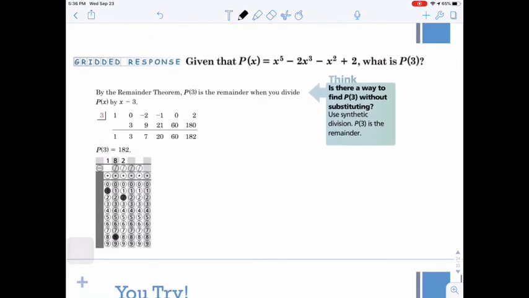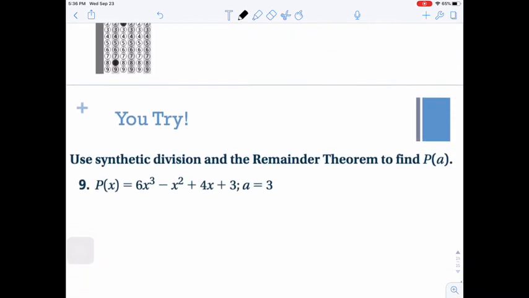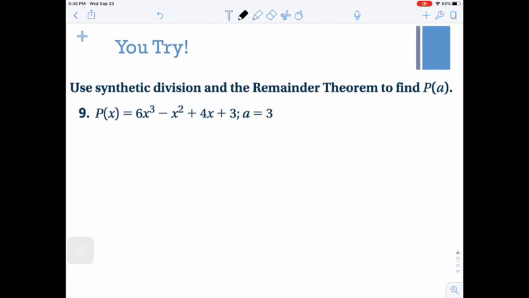That work is also shown on the computer slide, and then I have a u-try. So I would like you to use synthetic division and the remainder theorem to find p of a. In this case, we have p of x equals 6x cubed minus x squared plus 4x plus 3, and a is 3.